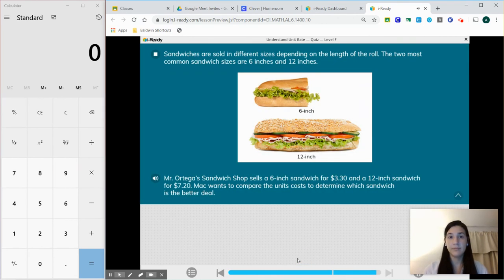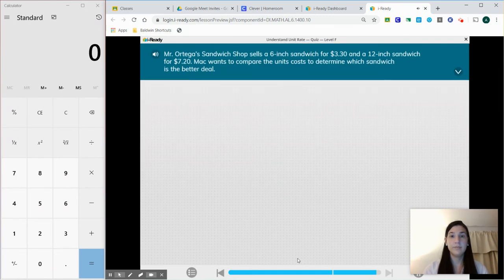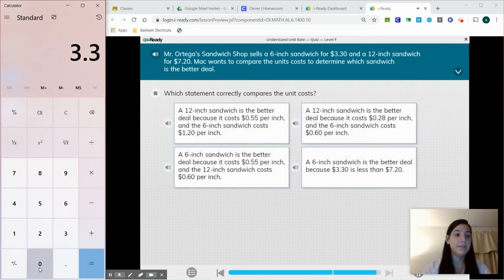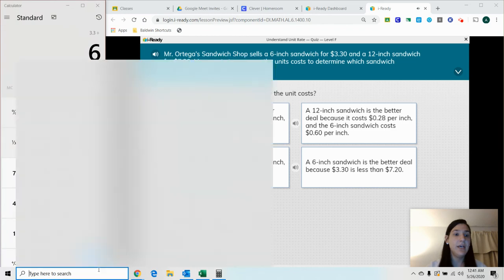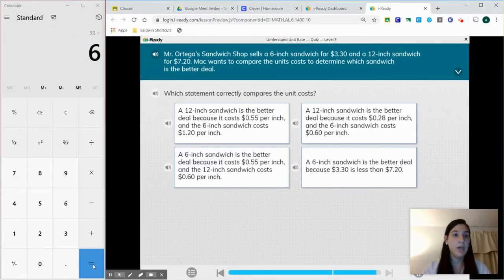Sandwiches are sold in different sizes depending on the length of the roll. The two most common sandwich sizes are 6 inches and 12 inches. Mr. Ortega's sandwich shop sells a 6-inch sandwich for $3.30 and a 12-inch sandwich for $7.20. Matt wants to compare the unit costs to determine which sandwich is the better deal. Which statement correctly compares the unit cost? Okay, so we're going to divide $3.30 divided by the 6 inches. And we're going to get 55 cents.